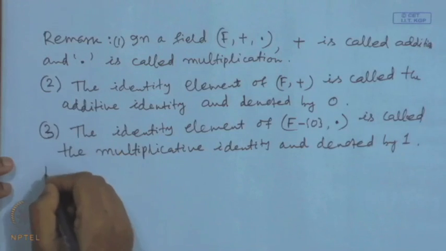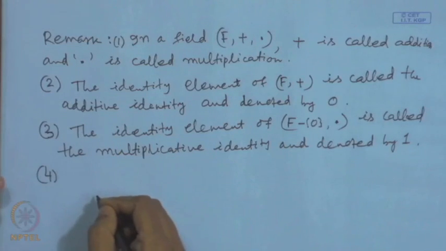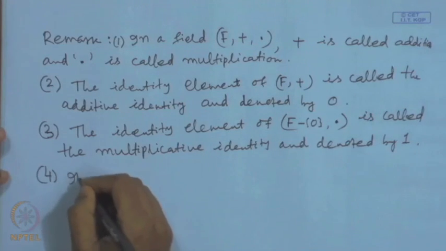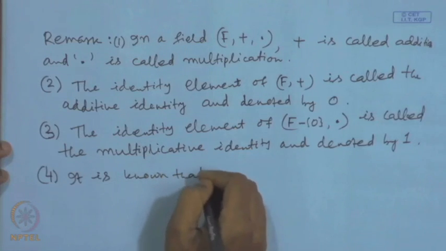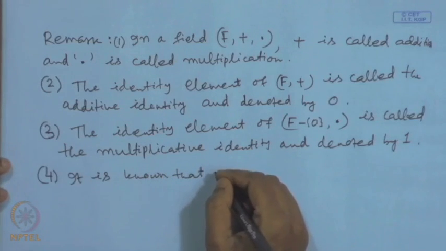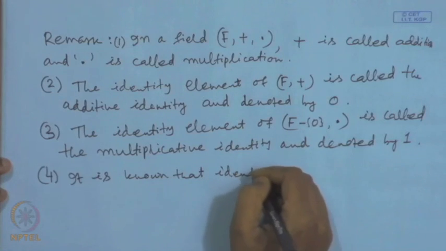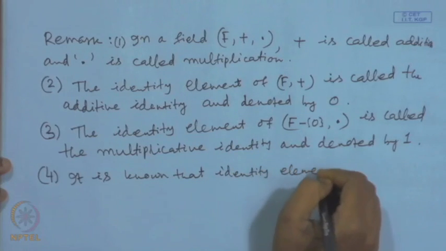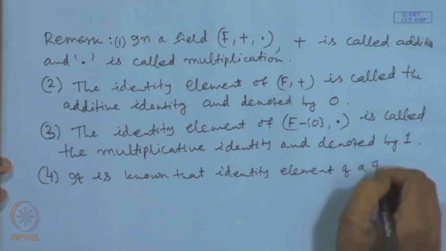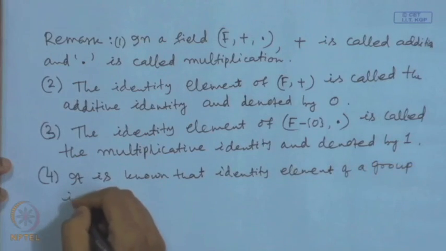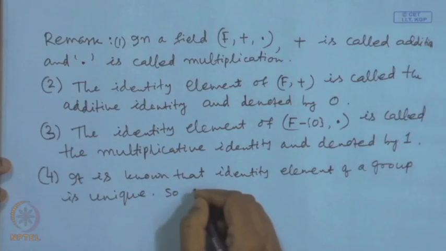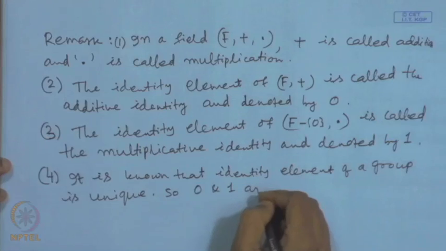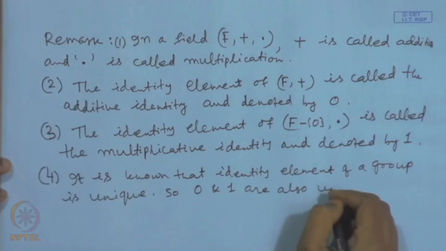Okay, then the fourth remark is like this. It is known that the identity element of a group is unique. So, 0 and 1 are also unique.